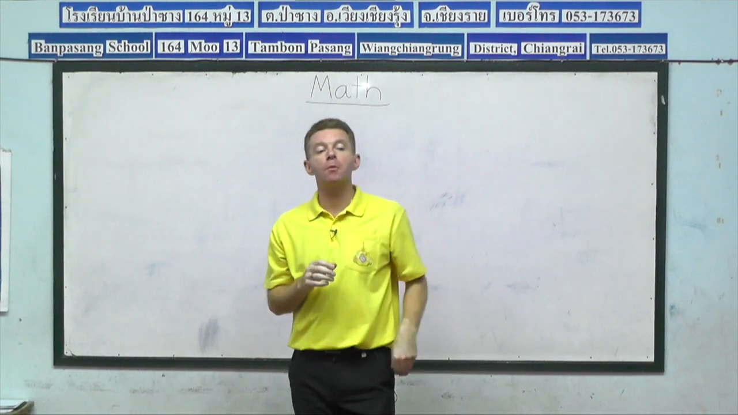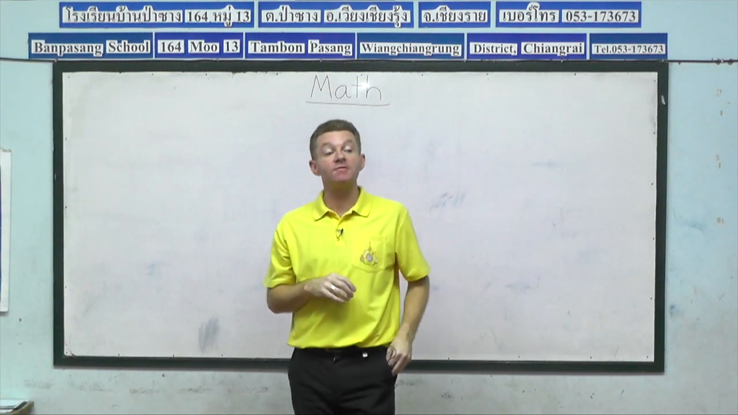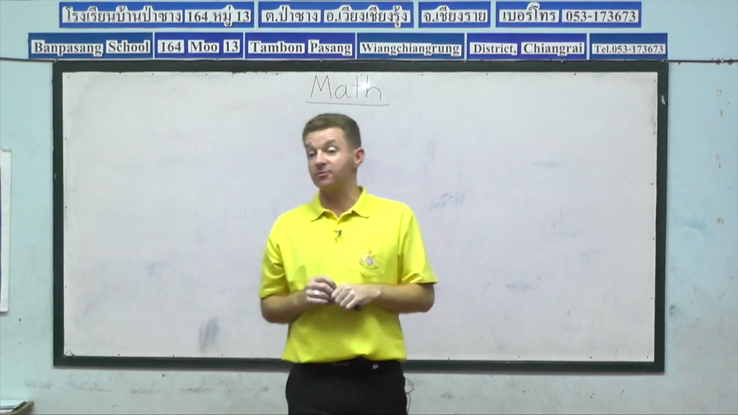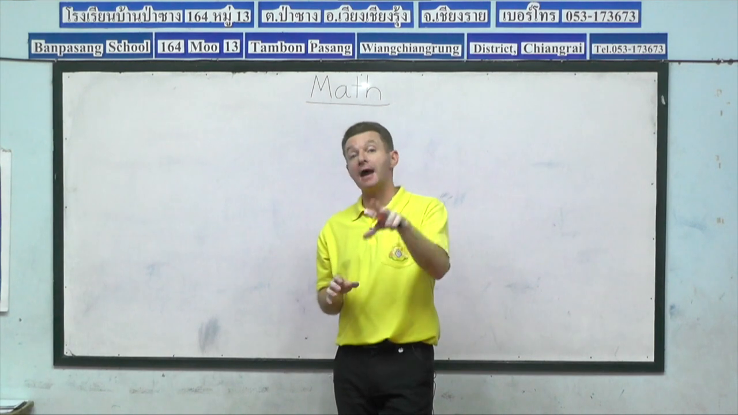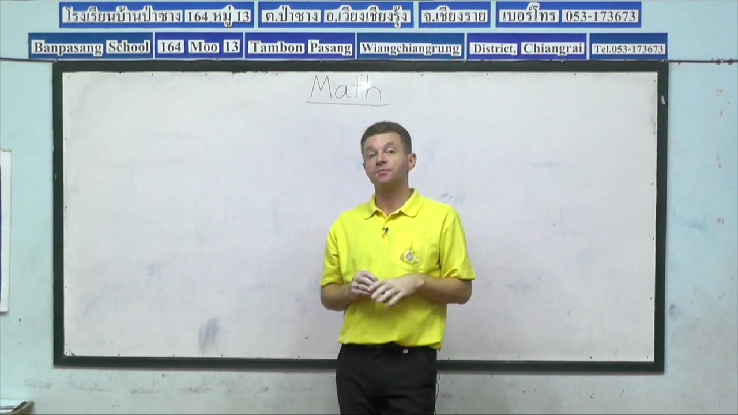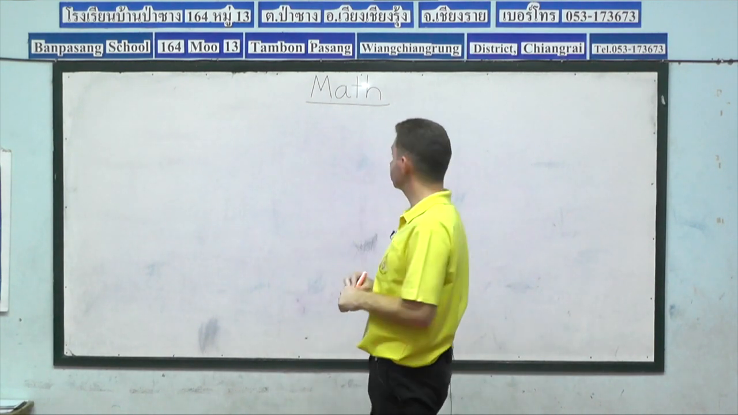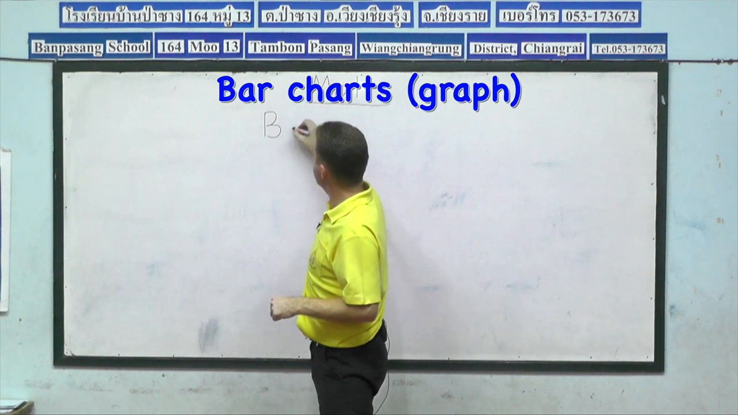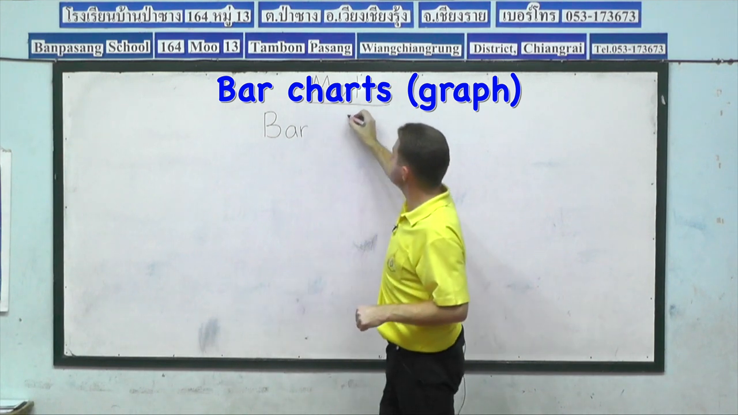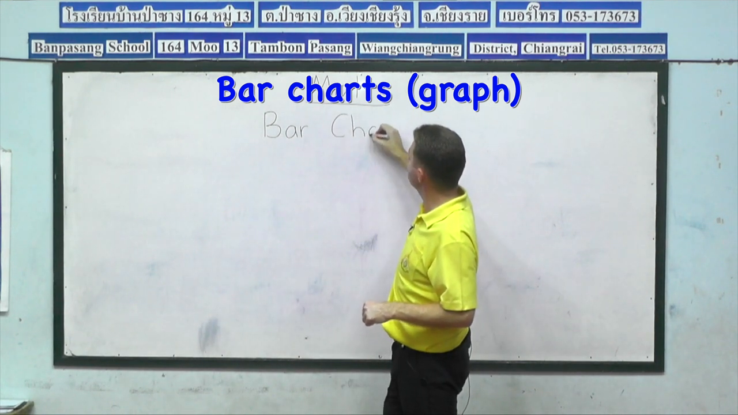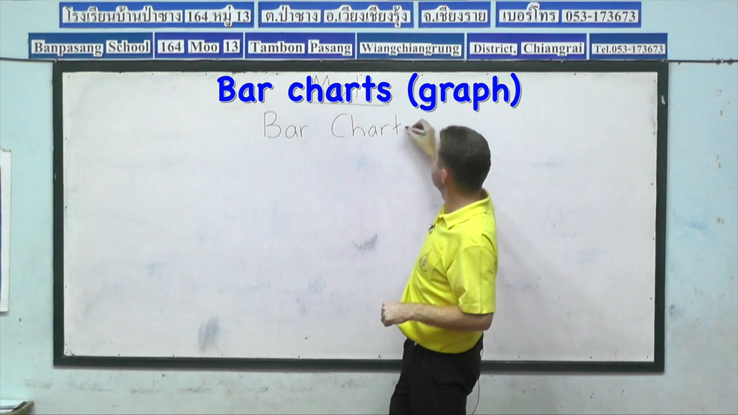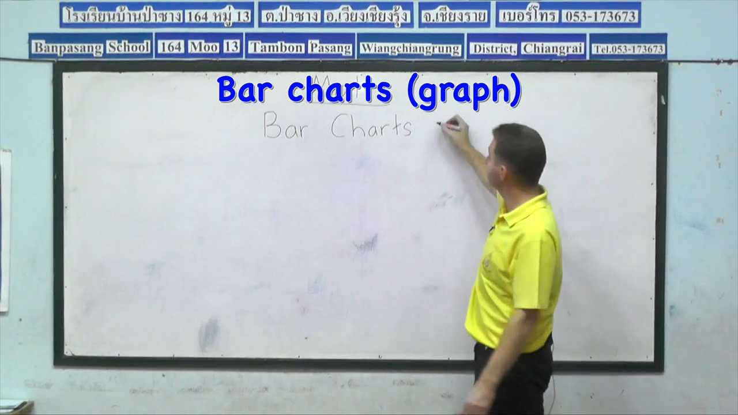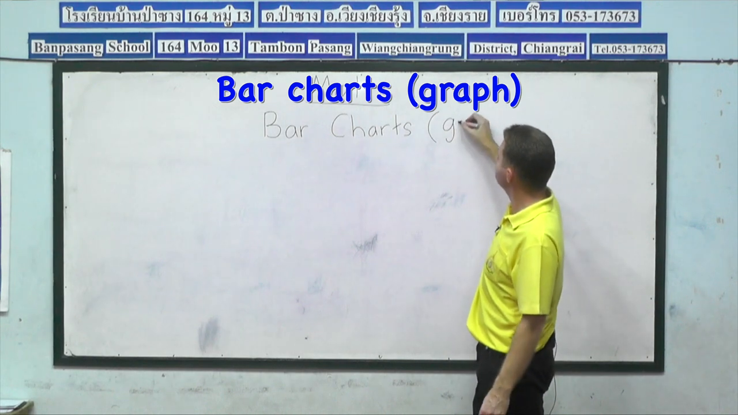So who can remember what we learned how to draw in the previous lesson, guys? Bar charts. Well done. Well remembered. We learned how to read and then how to draw bar charts. So let's write that phrase on the board first. Bar is spelled B-A-R. And charts, C-H-A-R-T-S.